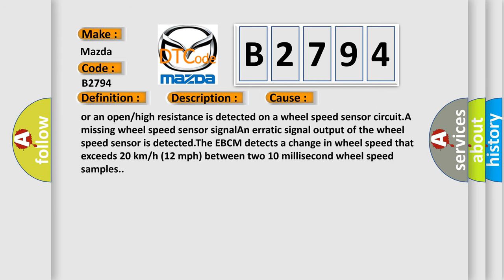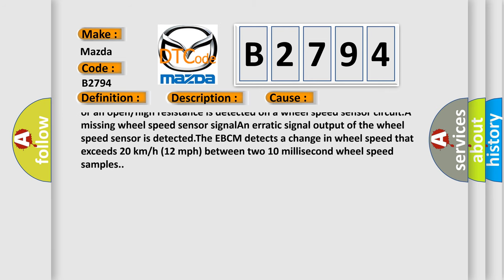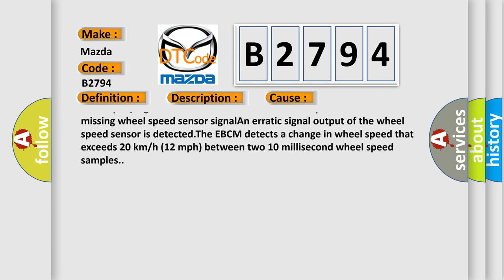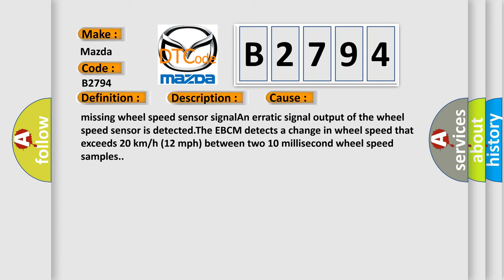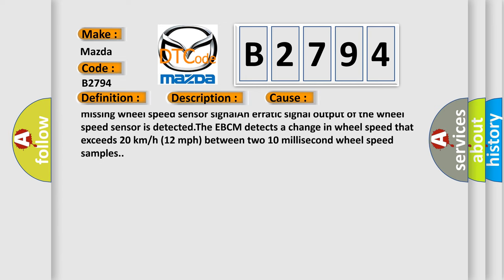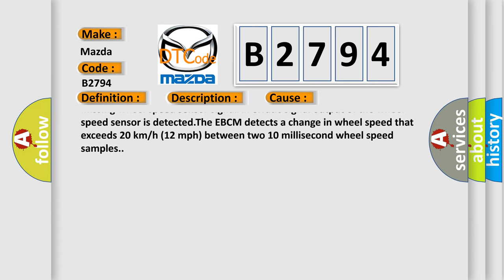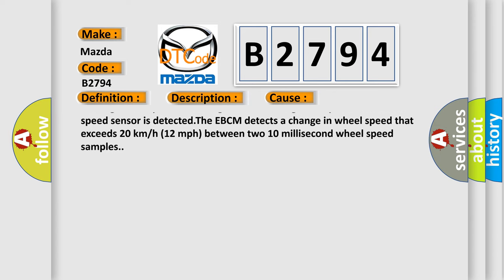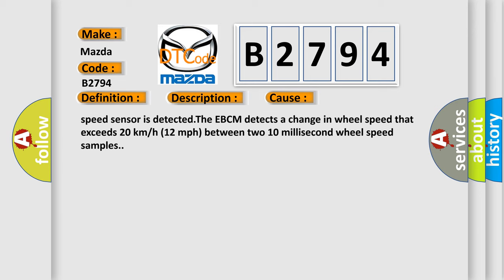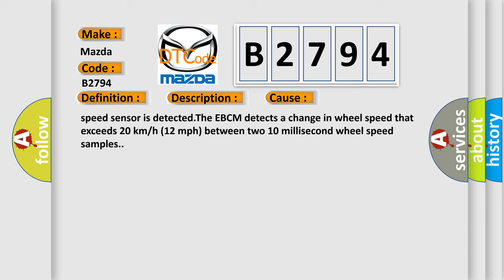The EBCM detects a change in wheel speed that exceeds 20 km/h, 12 miles per hour, between 2 10-millisecond wheel speed samples. Conditions for setting the DTC: a short to voltage, short to ground, or an open or high resistance is detected on a wheel speed sensor circuit, a missing wheel speed sensor signal, and erratic signal output of the wheel speed sensor is detected. The EBCM detects a change in wheel speed that exceeds 20 km/h, 12 miles per hour, between two 10 millisecond wheel speed samples.